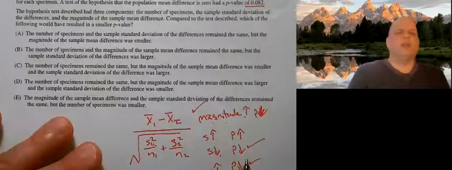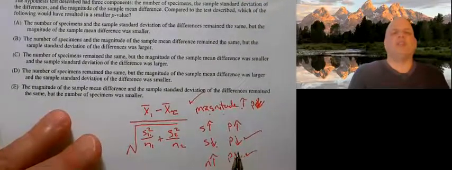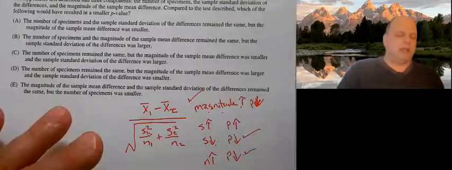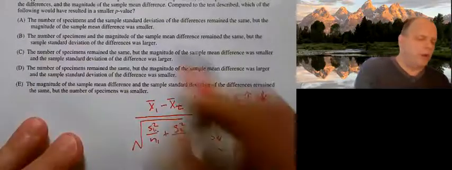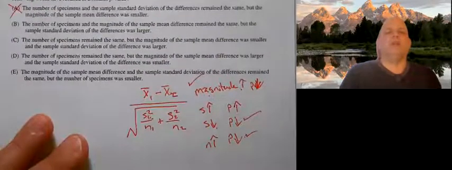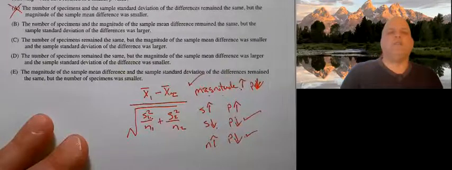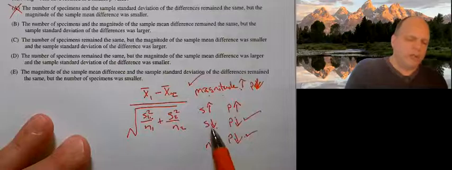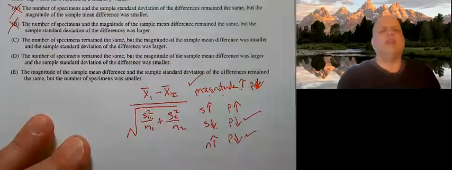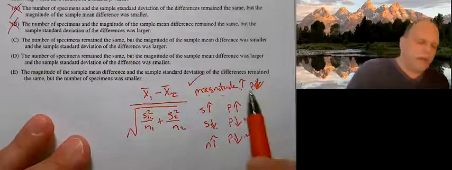So let's read these. The number of specimens and the sample standard deviation of the differences remain the same, but the magnitude was smaller. No, we need magnitude to go up. The number of specimens and the magnitude of the differences remained the same, but the standard deviation was larger. No, we need standard deviation to go down. C, the number of specimens remained the same, but the magnitude was smaller. No, we don't want the magnitude smaller. We want the magnitude to go up.